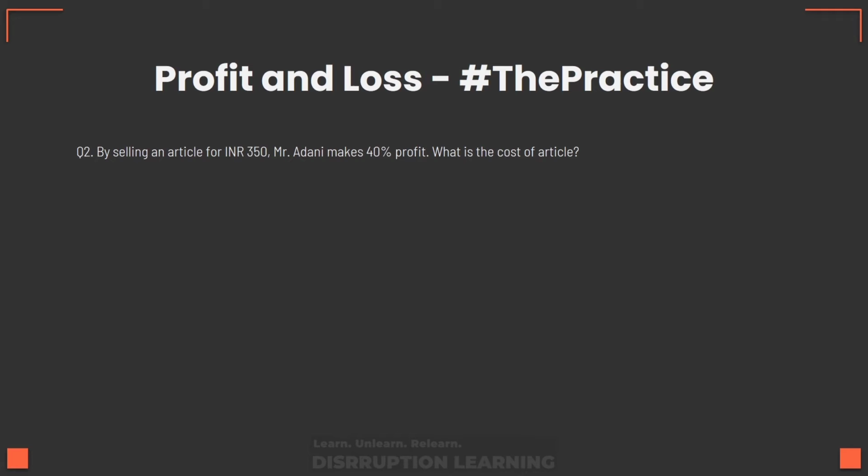Now, by selling an article for rupees 350, Mr. Adani makes 40% profit. What is the cost of the article? So we have P percent, which is 40. We have the SP, which is 350. Now, if I somehow calculate the margin percentage from this P percent, it would be easy for me now. So if P percent is 40%, which is 2 by 5, margin percent would be 2 by 5 plus 2, which is 2 by 7.